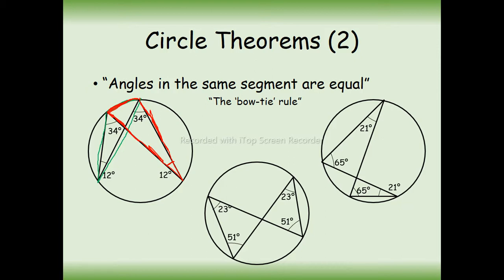So this is the third theorem that we're on. Remember, yesterday we talked about the angle in a semicircle and then the angle at the edge and at the center. Today we're looking at this third one, which says that angles in the same segment are equal.